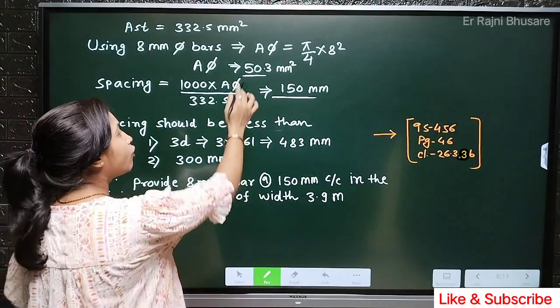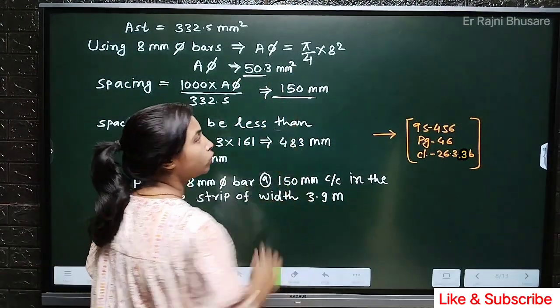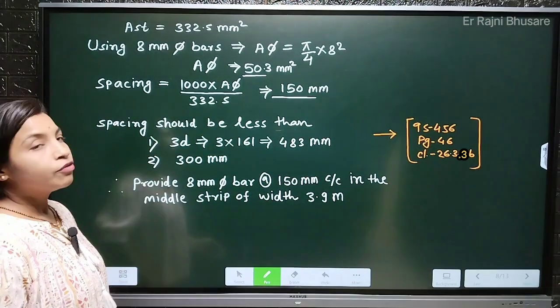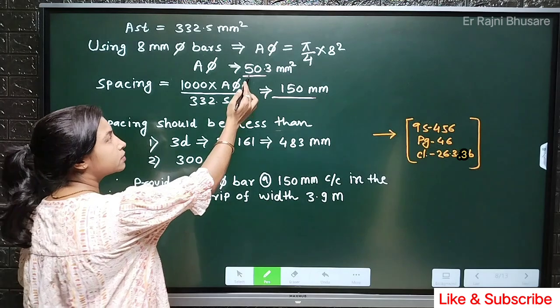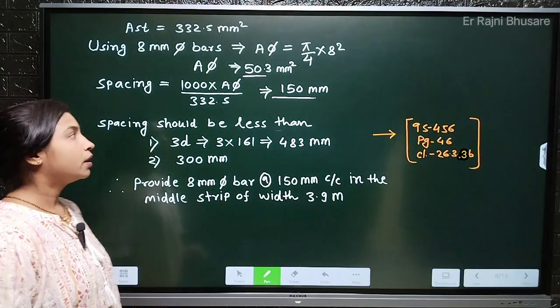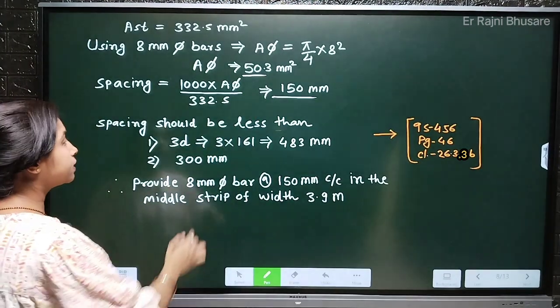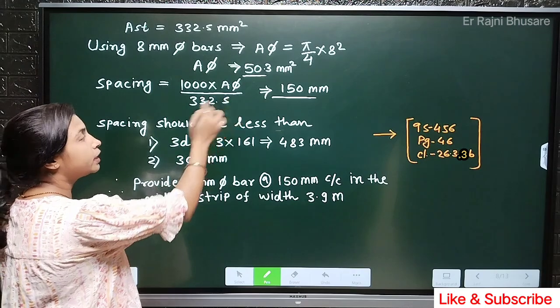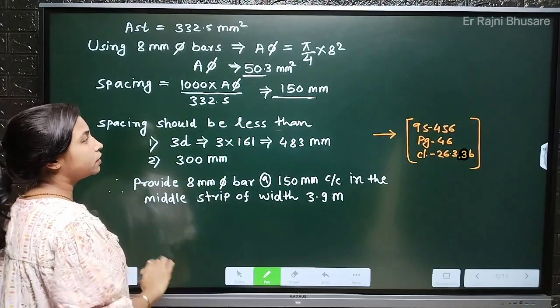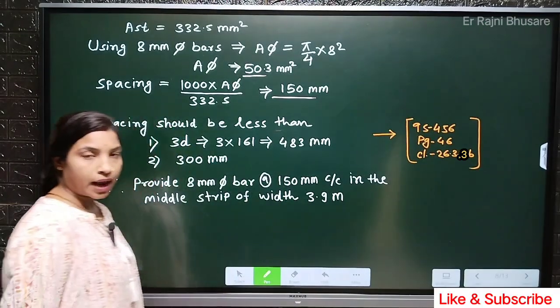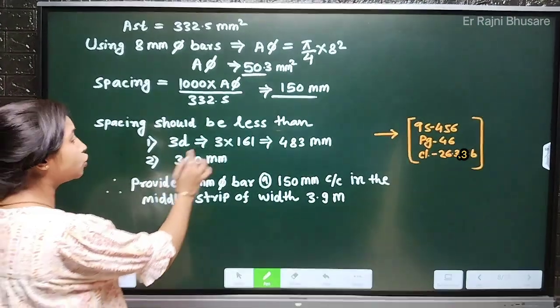And our next step is using 8 mm dia bars. Here for the area of one bar, their formula is pi by 4 into 8 squared, as we are taking dia of bar 8. So our area of one bar is 50.3 mm squared. And now we will calculate spacing. Their formula is 1000 multiplied by area of one bar upon Ast. So our spacing is 150 mm.